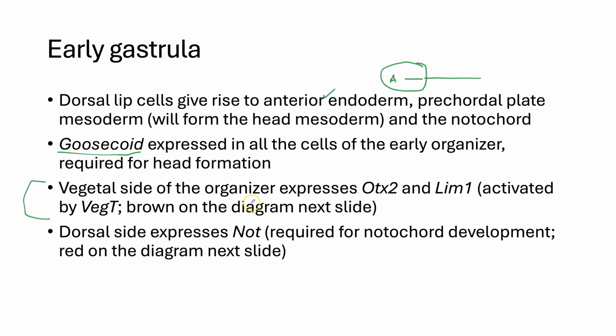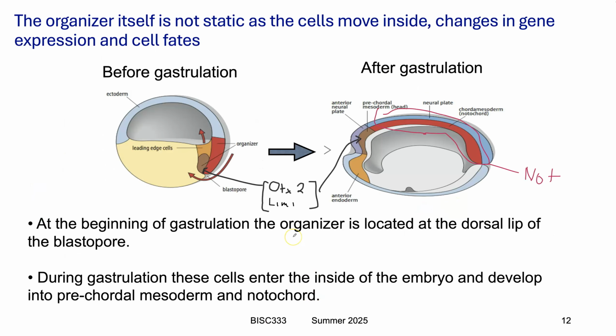But the organizer is also divided. If you look at the dorsal lip of the blastopore, where the blastopore is starting to form, the more vegetal side of it is expressing OTX2 and LIM1, which are activated by VegT, our old friend VegT that we've been talking about for a couple of lectures, and is shown on the diagram in the next slide. And then on the dorsal side, it expresses NOT, and NOT is required for notochord development. And that's shown also on the next slide. So let's take a look at the diagram, because I find the diagrams are better for explanation.